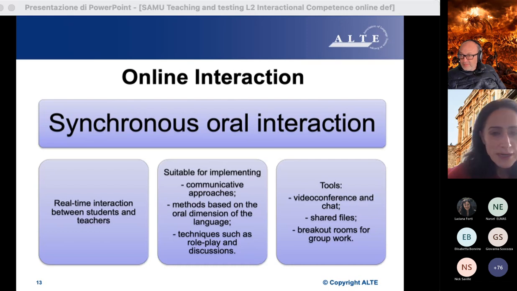Microsoft Teams and Zoom are software rich in functions which ensure various types of communication within the classroom. Video conferences can be organized with contemporary use of the chat. Teachers and learners can work collaboratively on shared files. In addition, subgroups, the so-called breakout rooms, can be created, allowing students to work in small groups under the guidance of the teacher, who can enter each room and monitor the work and offer support.